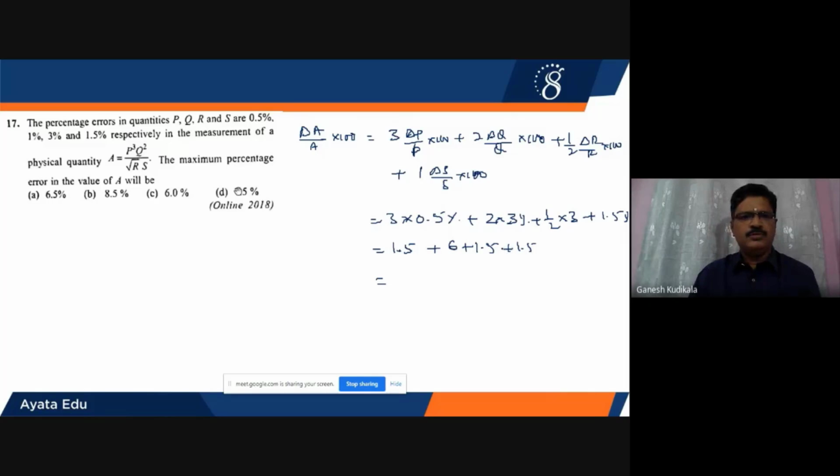Where is the 2? This is 1%. Okay, the second one is 1%. Yeah, this is 1% only. So 2 into 1 will become 2 only here. So 1.5 plus 1.5 is 3, 4.5 plus 2 is 6.5. Therefore the variation in a will be equal to 6.5%.